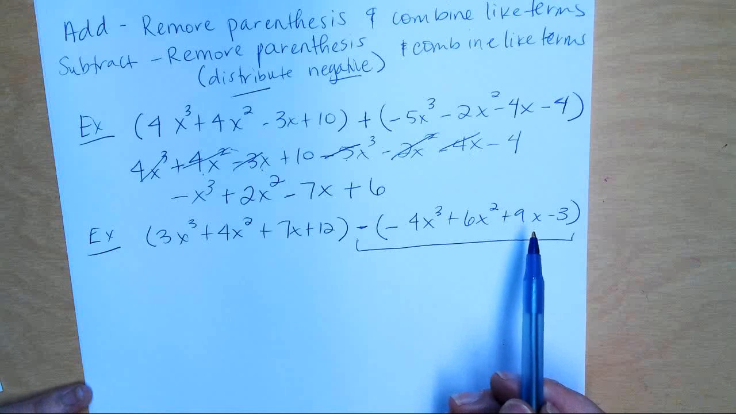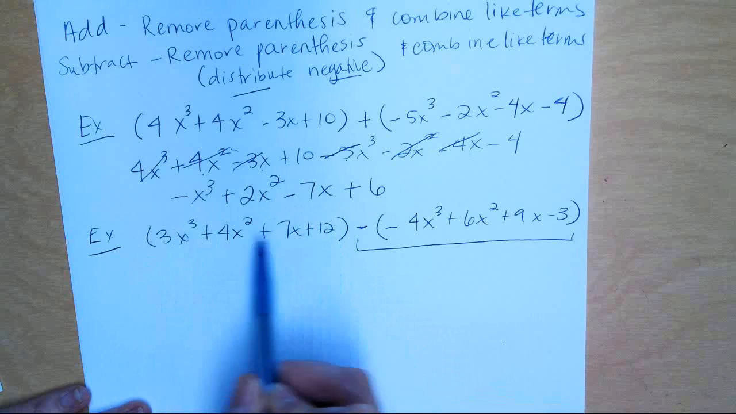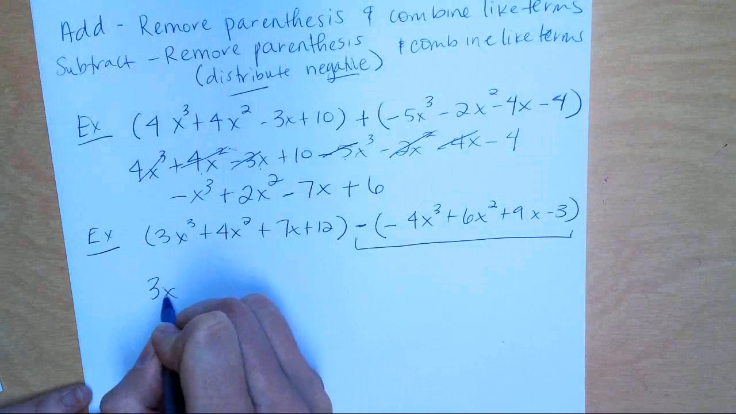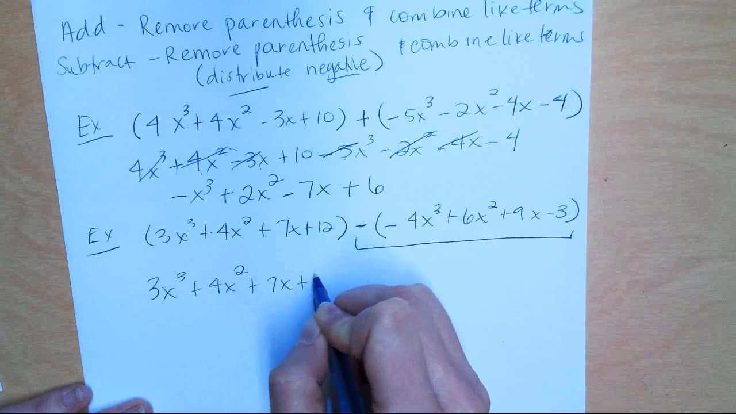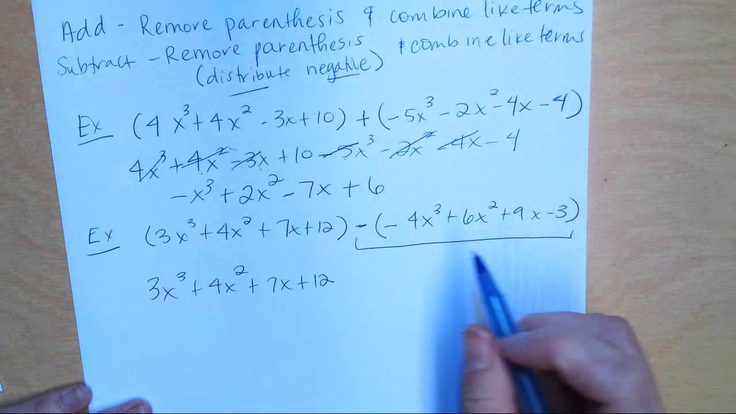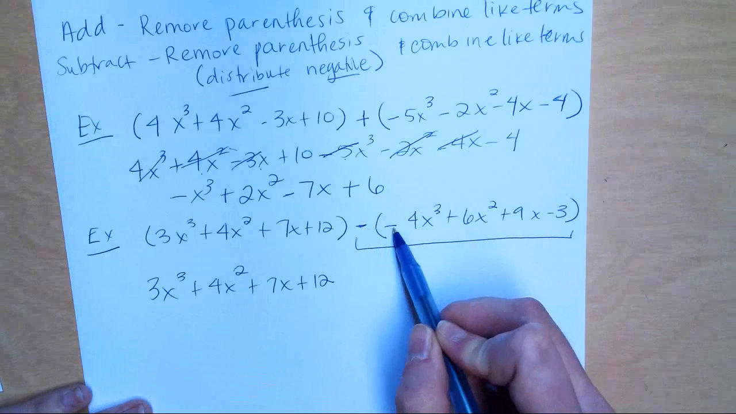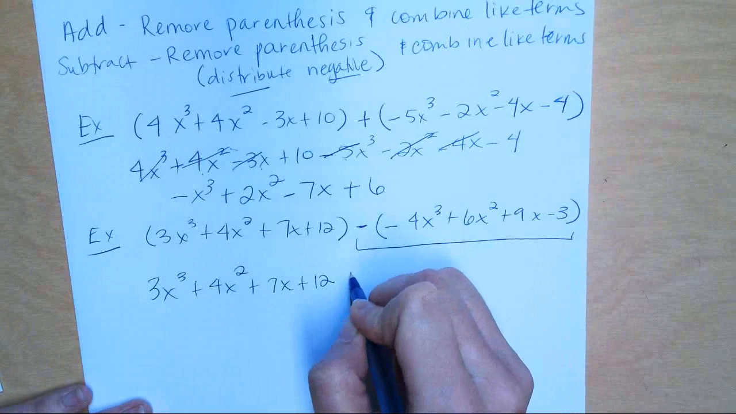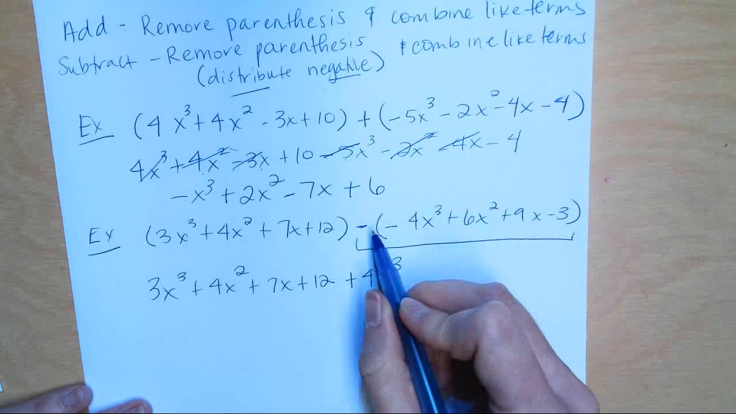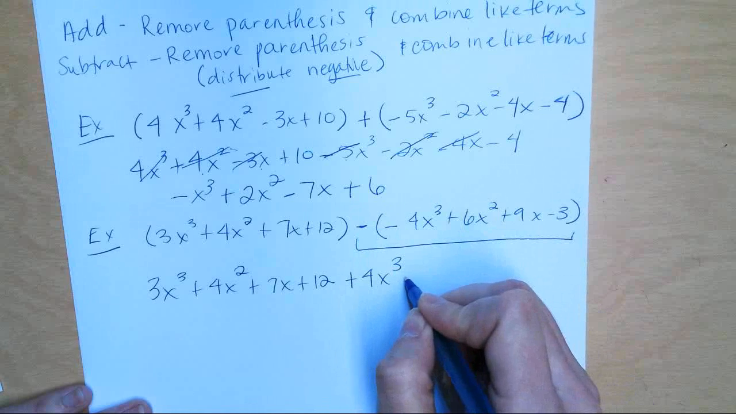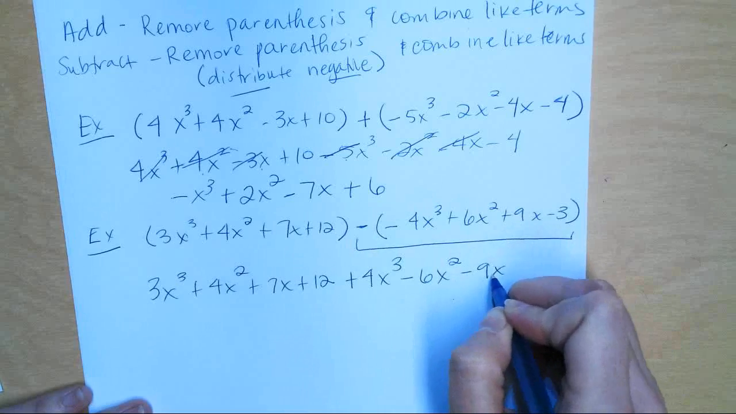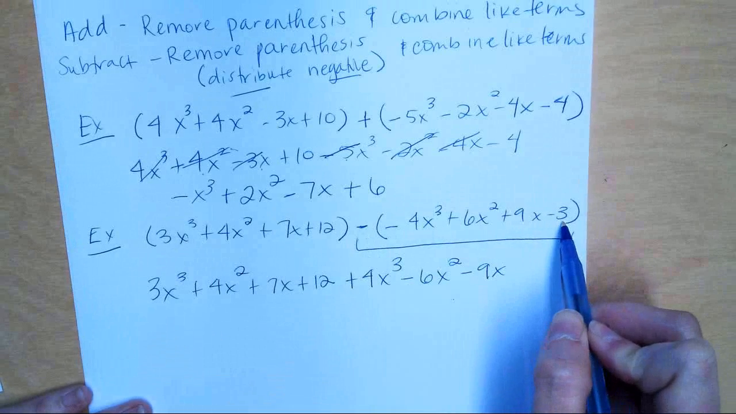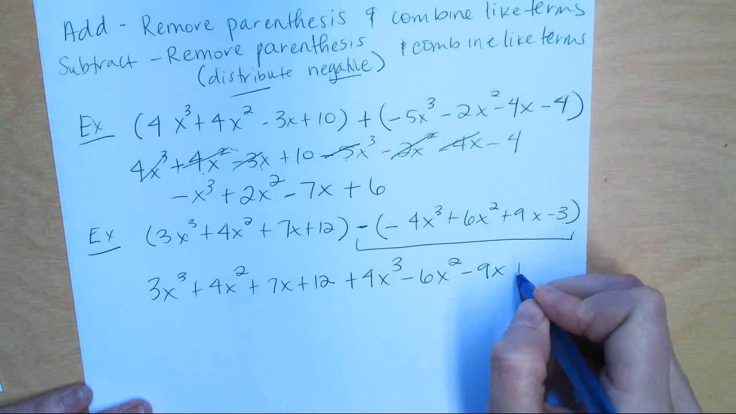Yes. Yeah, because this one doesn't have anything in front of it. So this one is okay just to remove. 3x cubed plus 4x squared plus 7x plus 12. And then here we have negative, negative, so what happens there? Positive 4x cubed, negative times positive would be negative 6x squared, negative times positive, negative 9x, negative times negative 3 becomes positive 3.